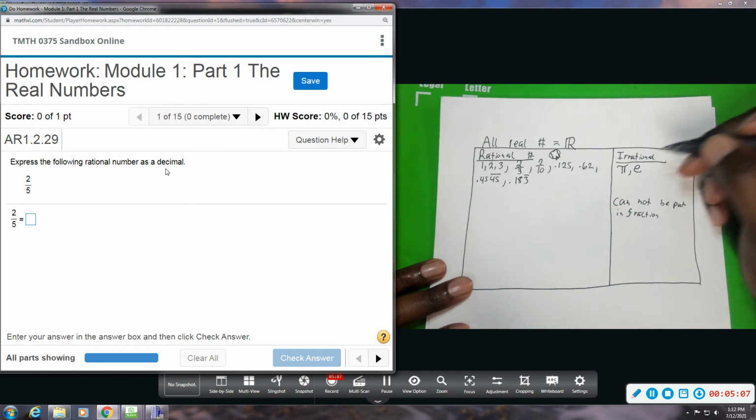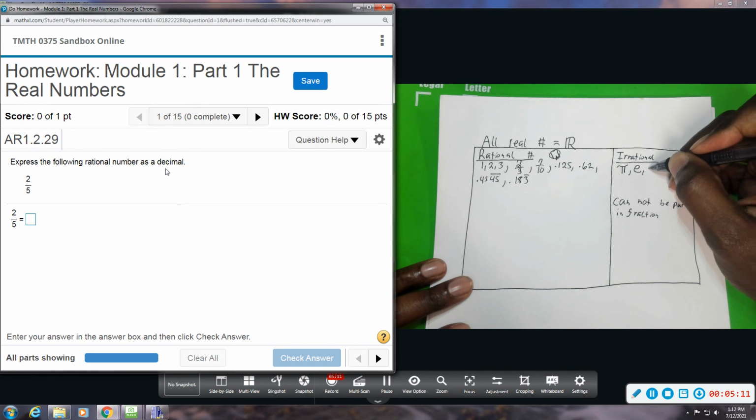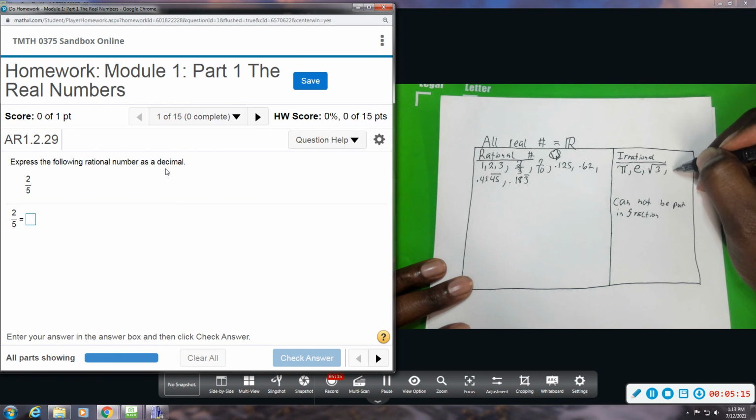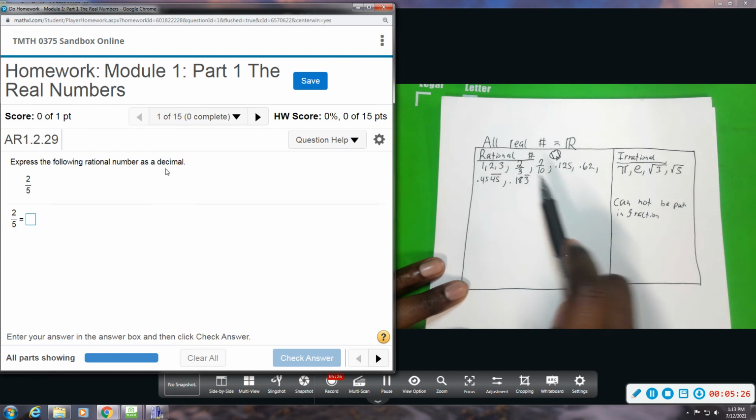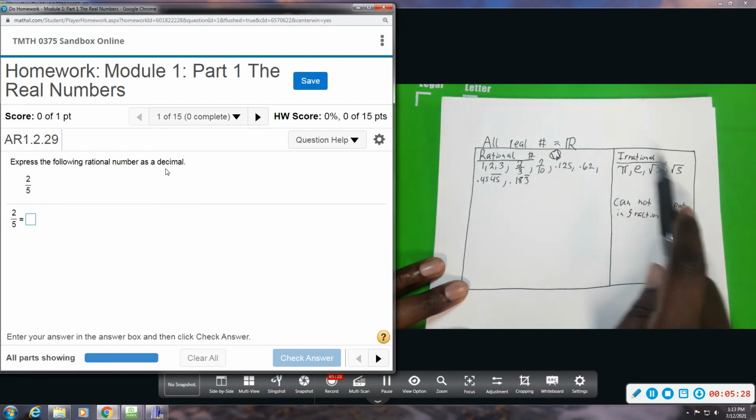and then any square root that does not have a perfect square. So let's just say the square root of 3, square root of 5, any one that's not a whole number, okay, would be irrational. Okay, so all real numbers broken down into two big groups, rational and irrational.